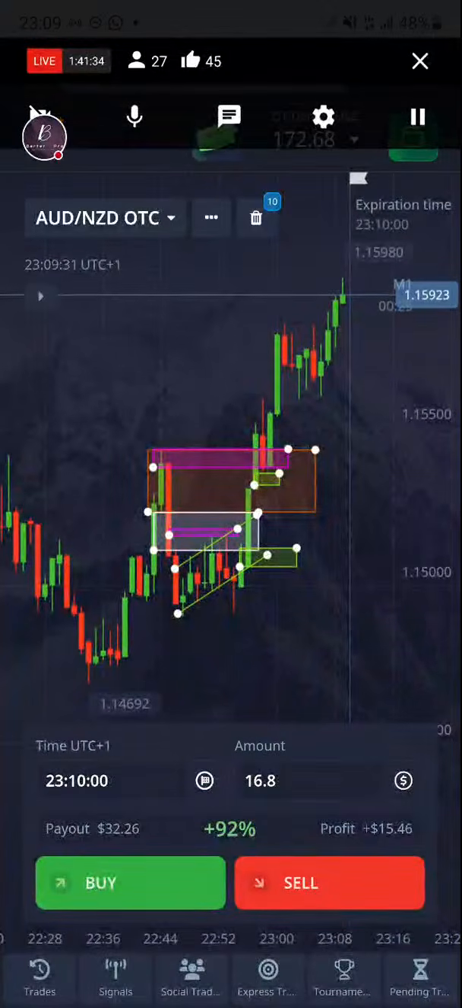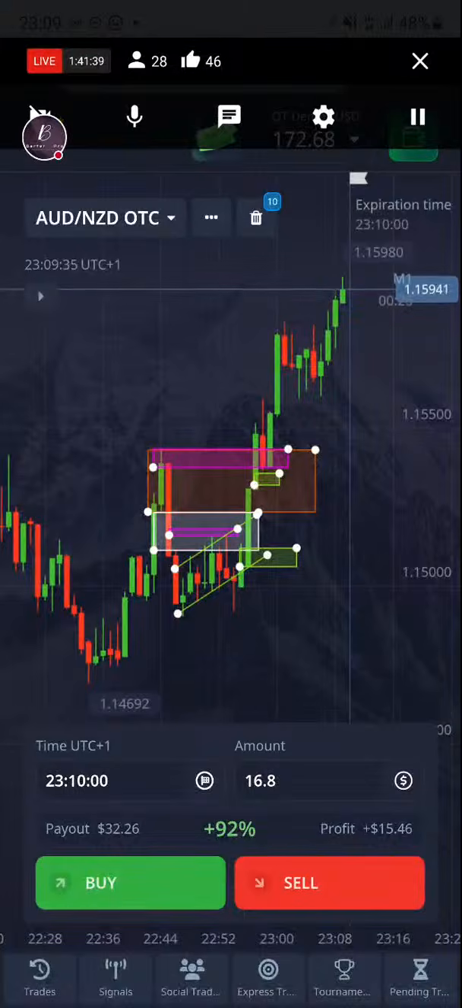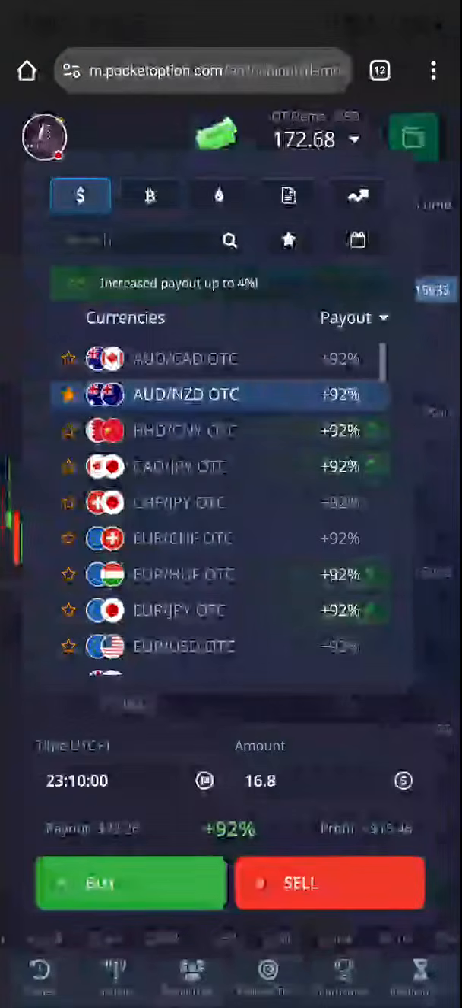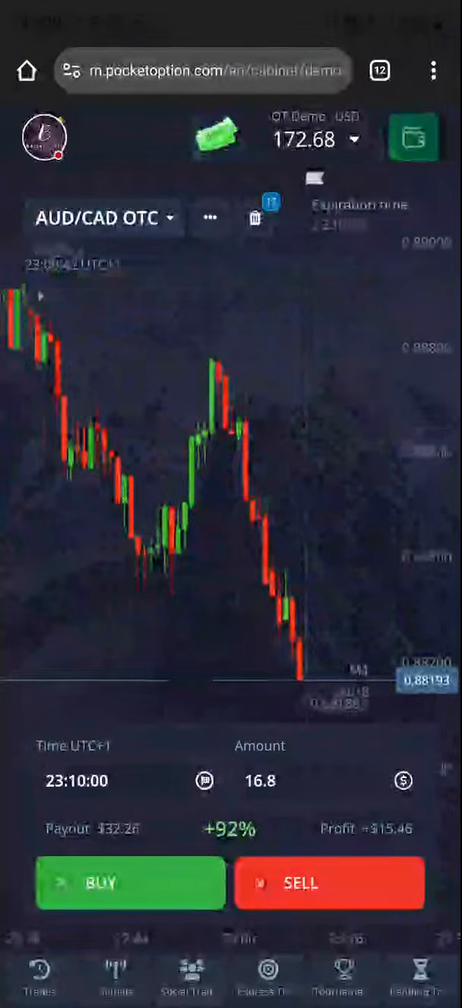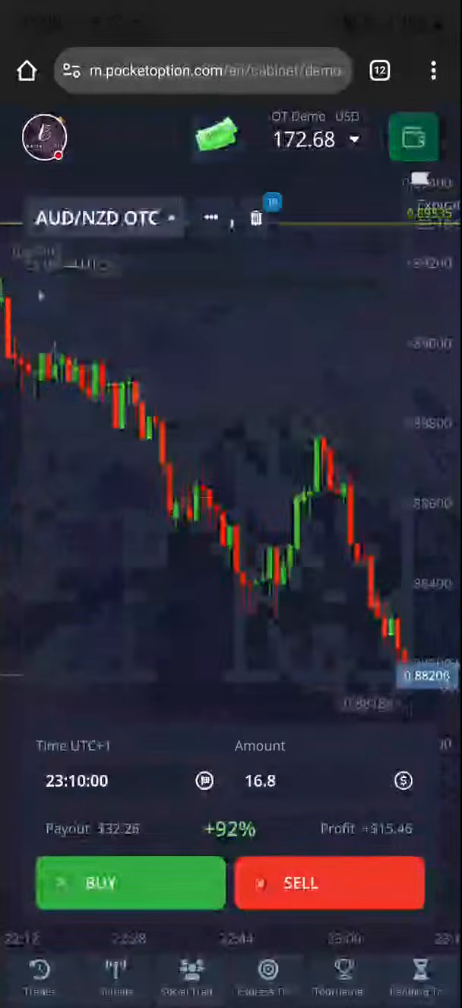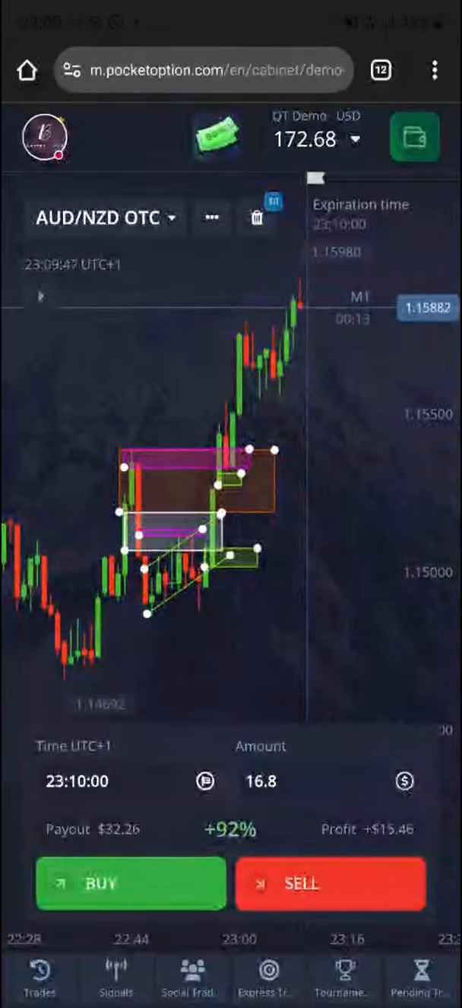Let me see how many minutes we've got left. We probably have just about 5 minutes left. Let's see if we can use that 5 minutes to find a very good opportunity in the market. Or if you have any question, this will be the time to ask.